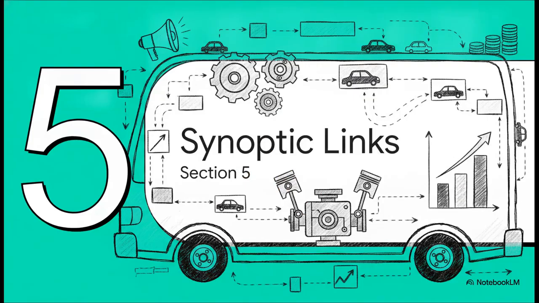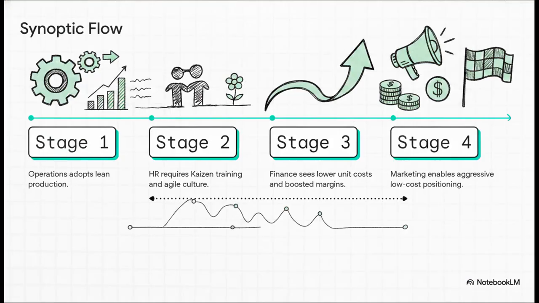And finally, Section 5, Mastering Synoptic Links. Welcome back. Let's look at the ripple effect across different functional areas. Imagine operations adopts lean production. Instantly, human resources is affected.